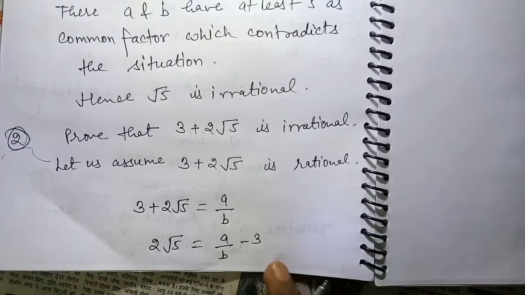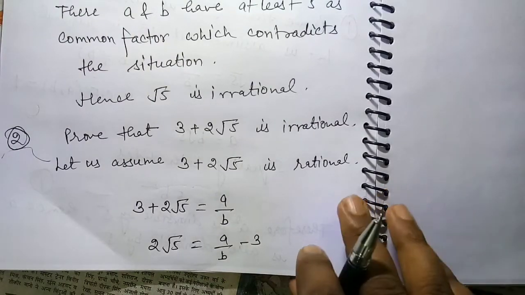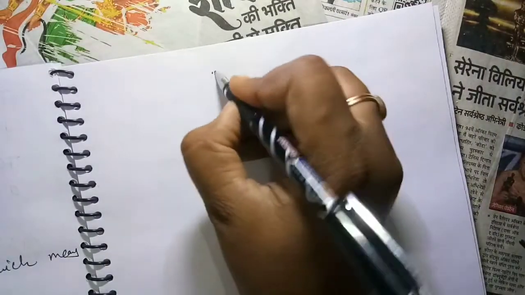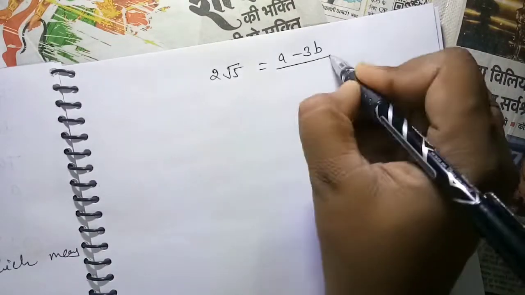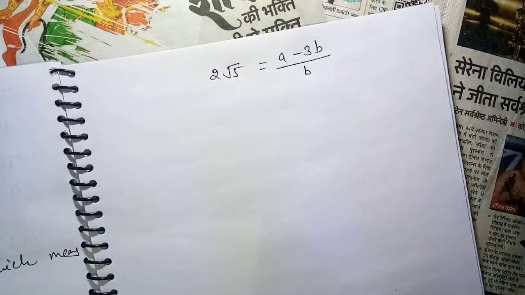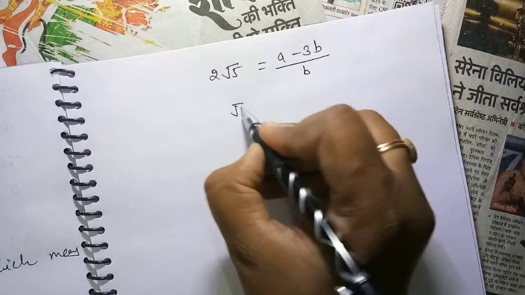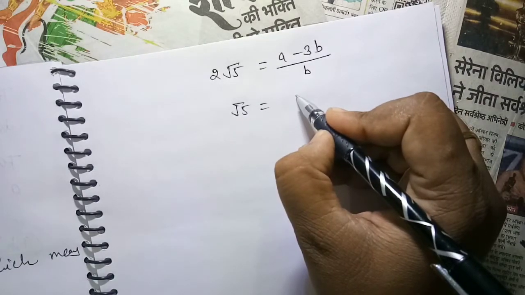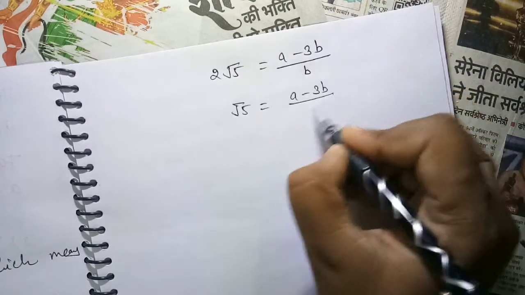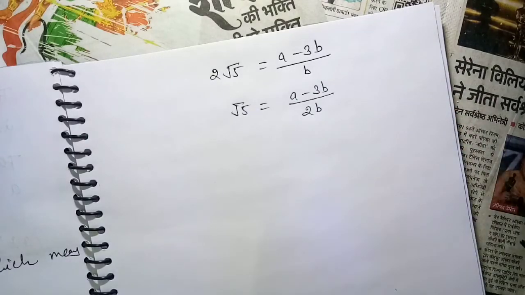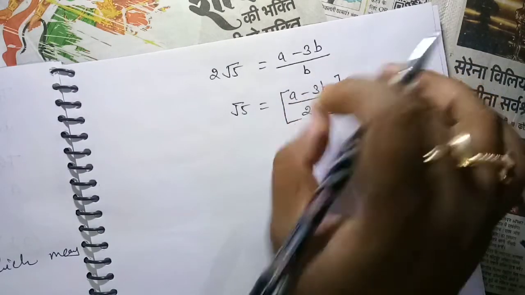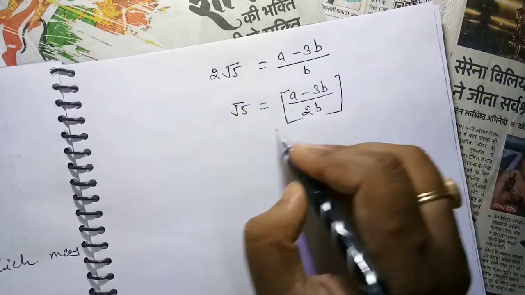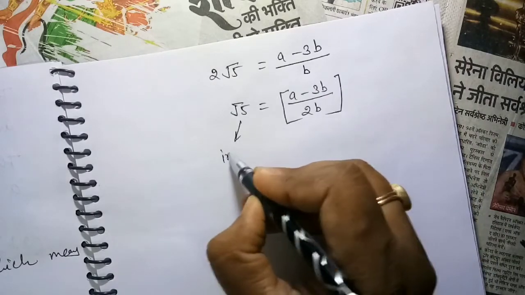So this we have seen last. 2√5 equal to a upon b minus 3. Okay. Now 2√5 equal to a minus 3b upon b, or √5 equal to a minus 3b upon 2b. Up to here everything is clear. Now this is what? Rational. This is what? Irrational.